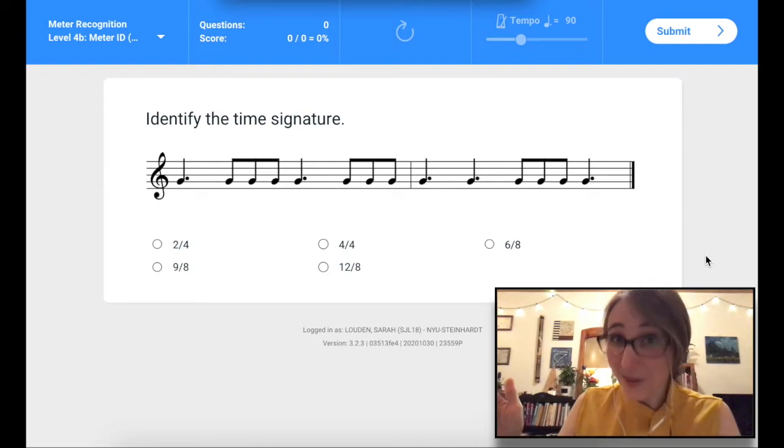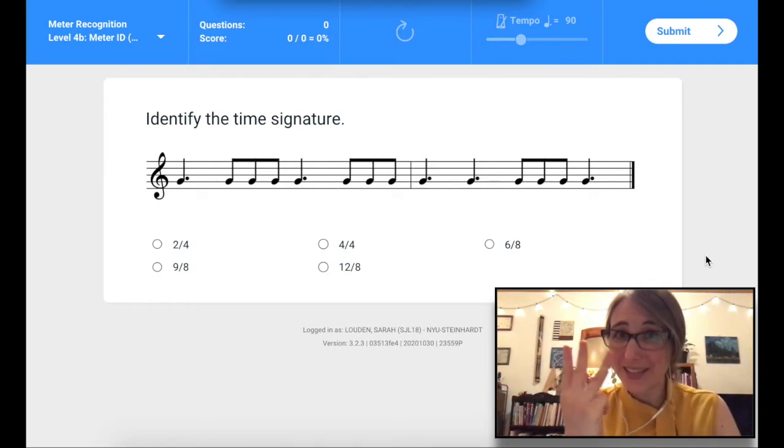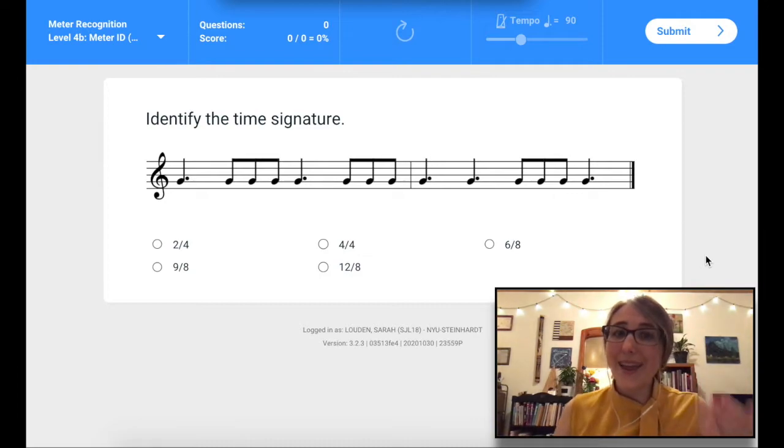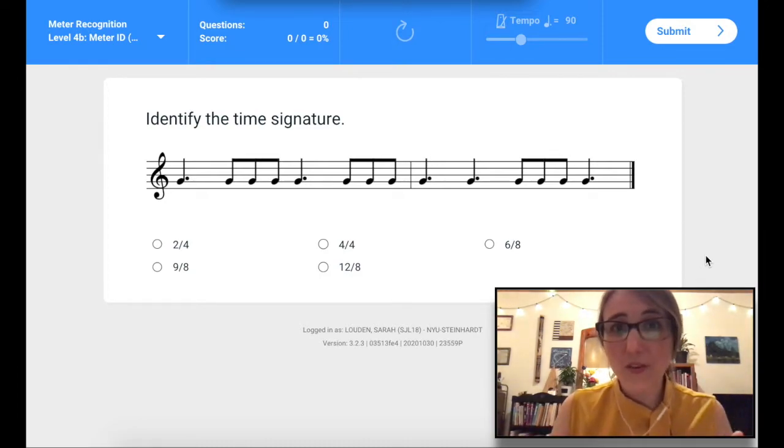But 3/4 also has 6 eighth notes in a measure, right? Because it's got 3 beats, and each of those beats adds up to 2 eighth notes, right? 2, 4, 6 eighth notes. So you can't just count up the divisions to figure out whether we're in simple or compound time.